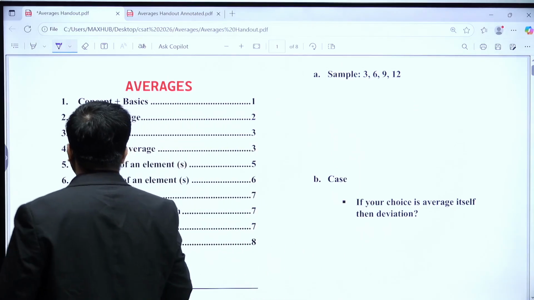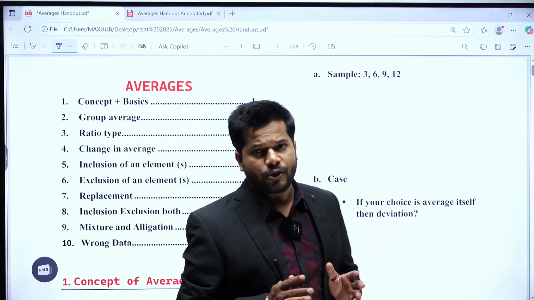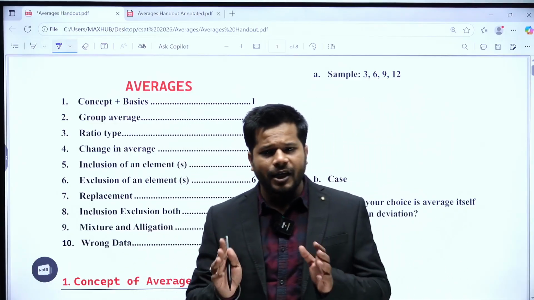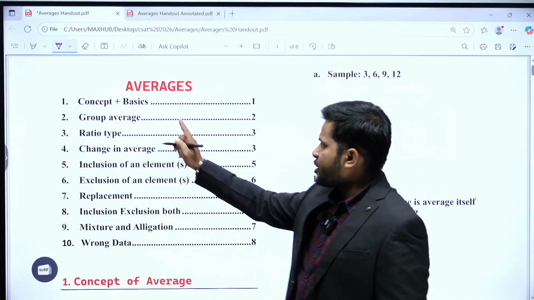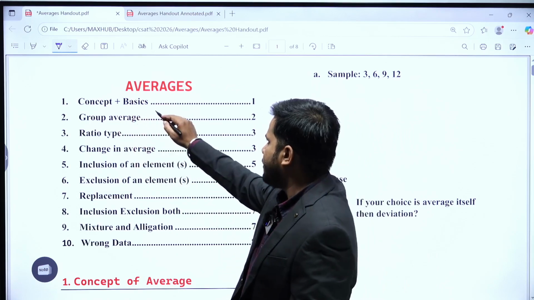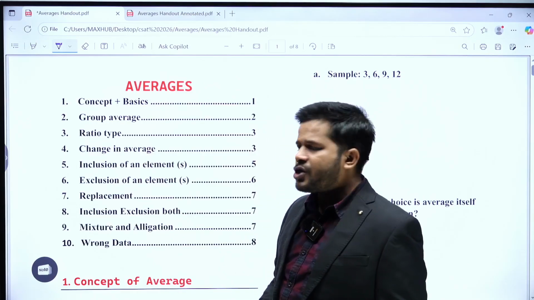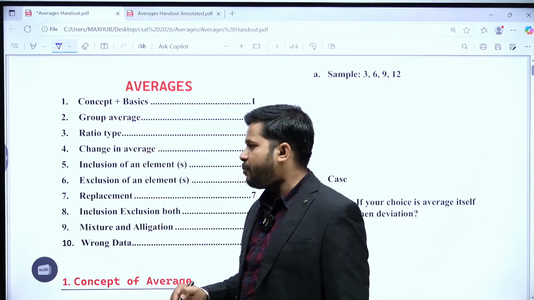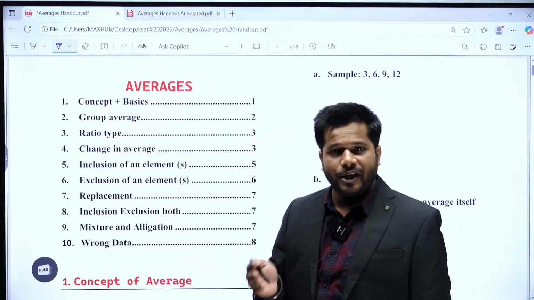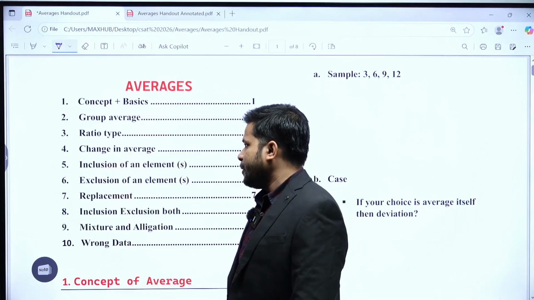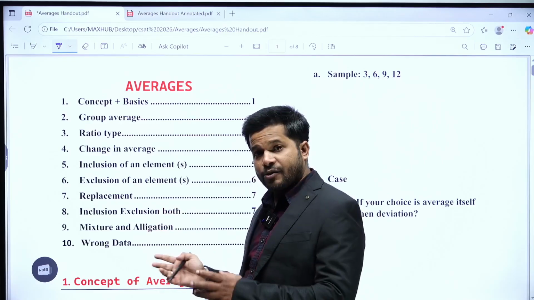Before starting this topic, as I always do, I give you a frame. What we need to do in this topic. You should have a clear peripheral idea about कि हाँ ये मेरा sphere है, I need to do this much. The first thing that we will read is concept and basics related to average. Then we will study group average. Then we will go into ratio type. Then we'll see the change in average if some quantity is added, subtracted, divided, multiplied. This is very important. Then we will understand the inclusion, exclusion, and the replacement, as well as the inclusion, exclusion, both type.